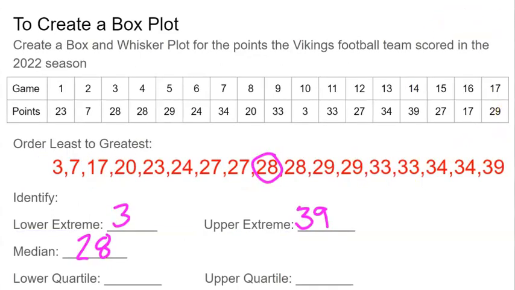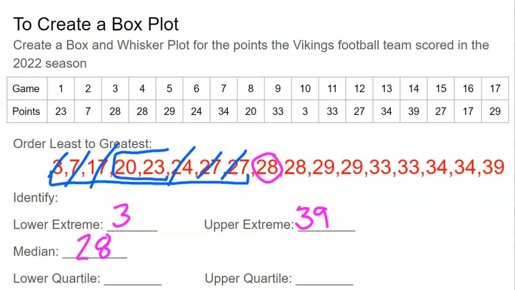All right, so to find the lower quartile, we are going to look at the lower half of the data. So the lower half of the data is everything below the median. You don't include the median, but you do include the lower extreme. So we're going to find the halfway point between 3 and 27 here in our data. So we cross off. And then here, if I cross off both 20 and 23, there'd be nothing left. So what we need to do is find the halfway point between 20 and 23.